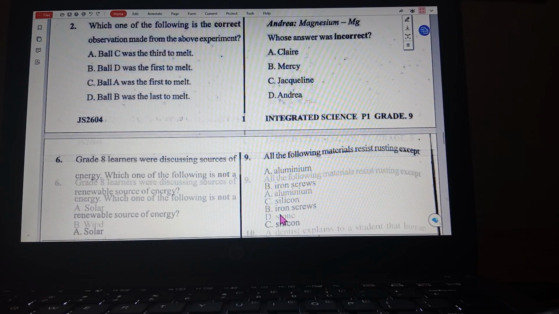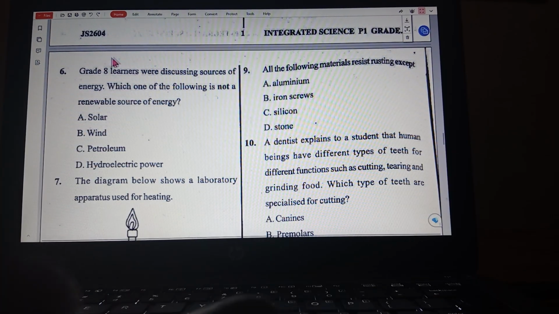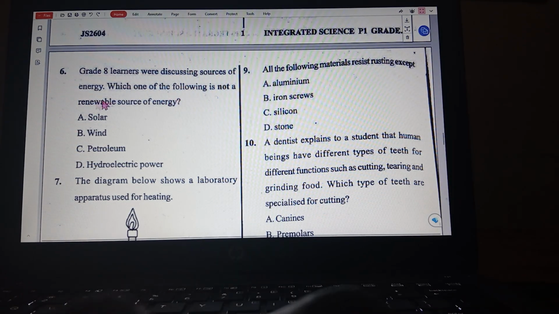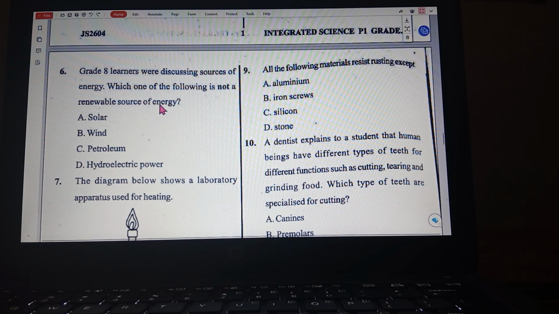And let's move to question 6. Question 6. Grade 8 learners were discussing sources of energy. Which one of the following is not a renewable source of energy? Just to let you know, we have 2 types of sources of energy. We have renewable sources of energy, then we have non-renewable sources of energy.